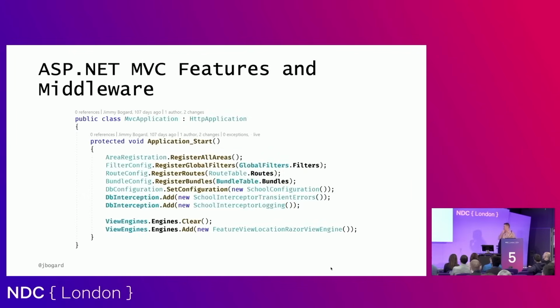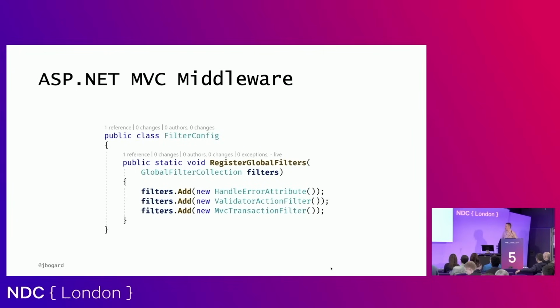We also looked at the different MVC features and middleware it was using. There's nothing too interesting here. We do see some Entity Framework junk here, so this application was using EF6. And then it's using some special view engine for whatever reason over here. And then we also had some special filters as part of this.